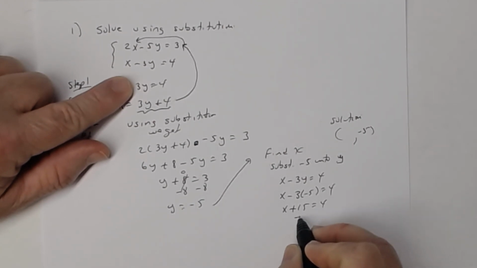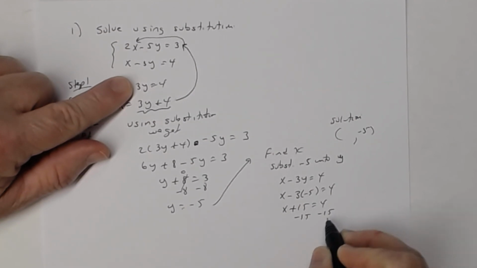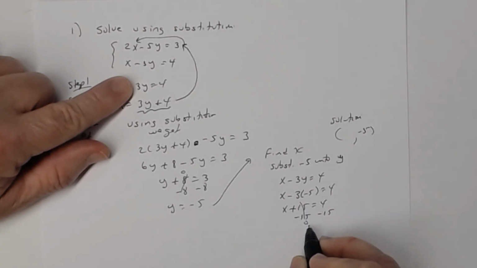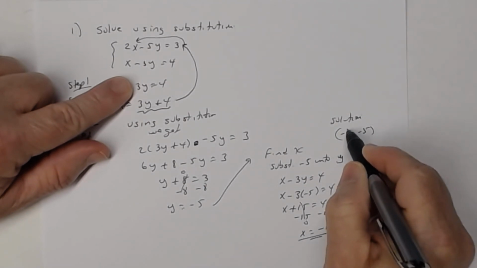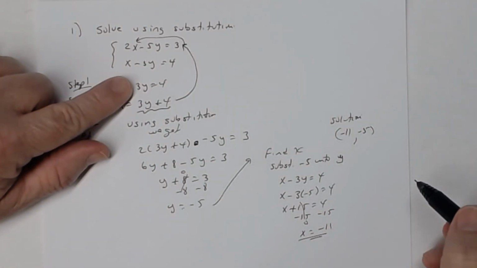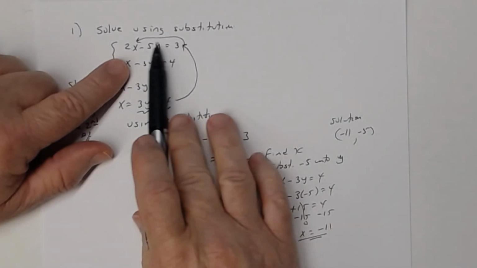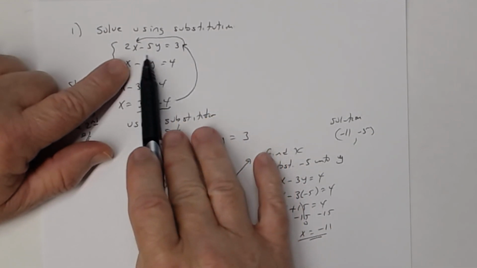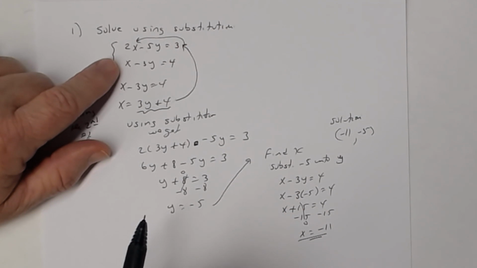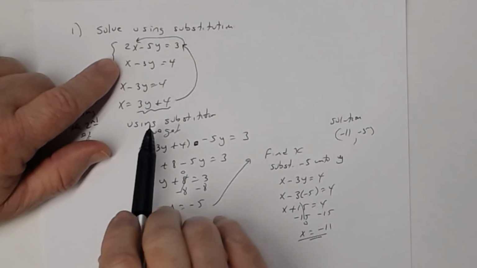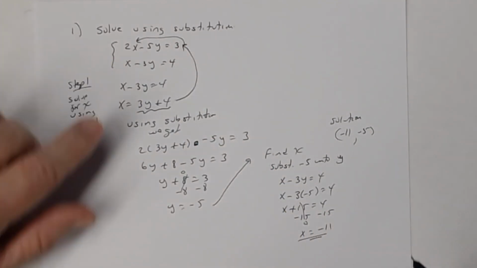And then to get x by itself, we're going to subtract 15 from both sides. And so these combine to give you 0. So x plus 0 is x equal, and then 4 minus 15 is a negative 11. So that is my x value. Now, if I had gone back to the first equation instead, I should still get the same value. Okay, so let's do that.